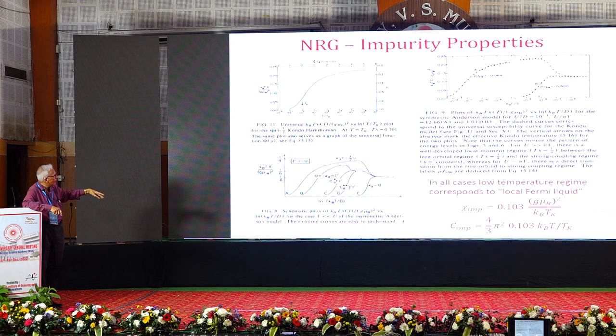We showed how, and that works only if U is large, and this bottom left picture showed you what happens if you change the values of U, etc. So basically, we could completely understand the physics of this Anderson impurity problem using this procedure. And in all the cases, the low temperature regime is what is called a local Fermi liquid. Okay, so this was the solution of this problem.